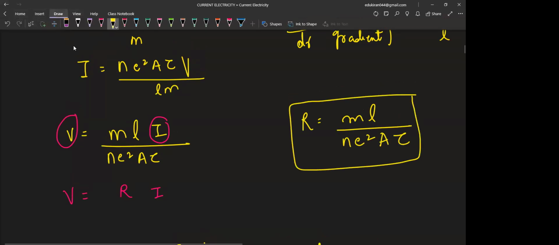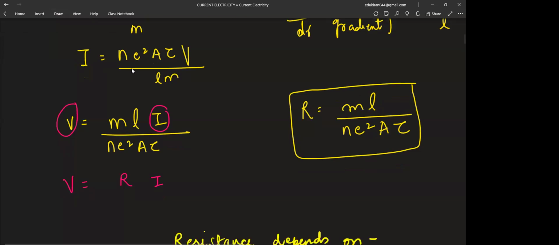So three formulas we see. First one we have seen V is equal to IR. So from there R is equal to V by I. Second formula is this which I have written on the screen. Third we'll see later. What is R? R is the resistance. What is m? m is the mass of conductor.